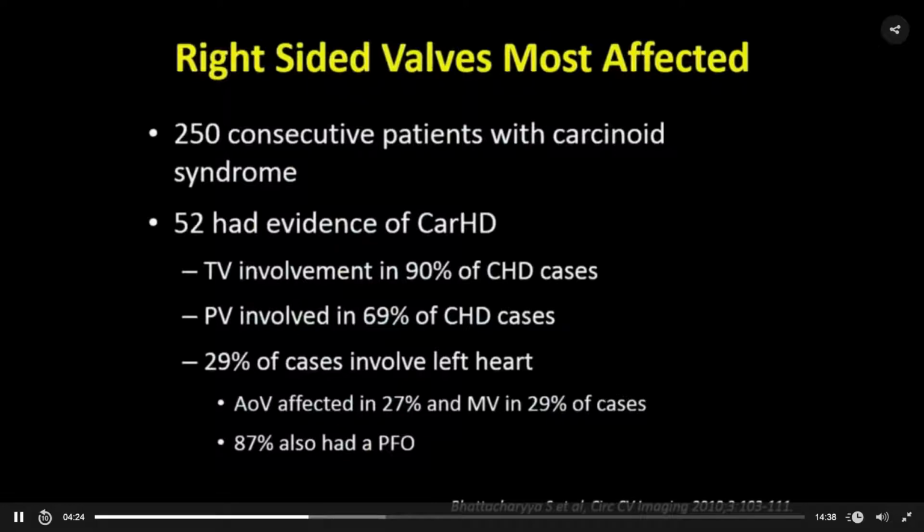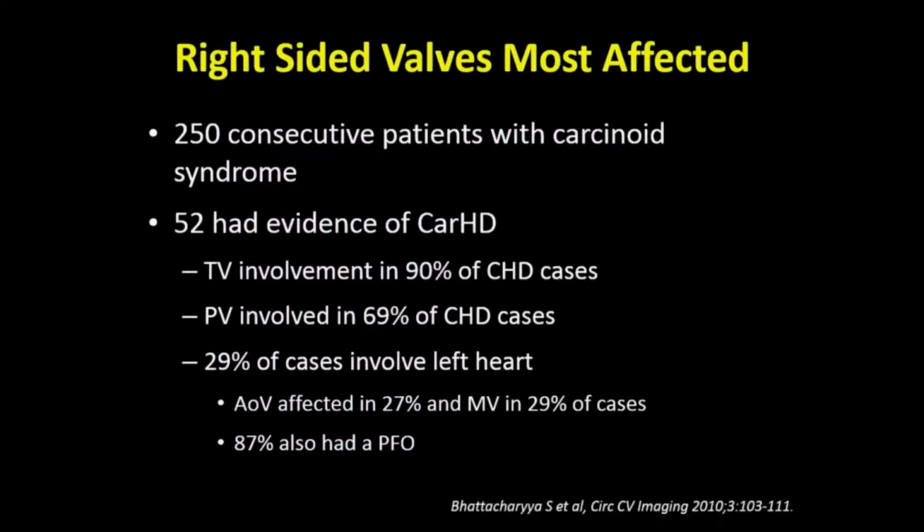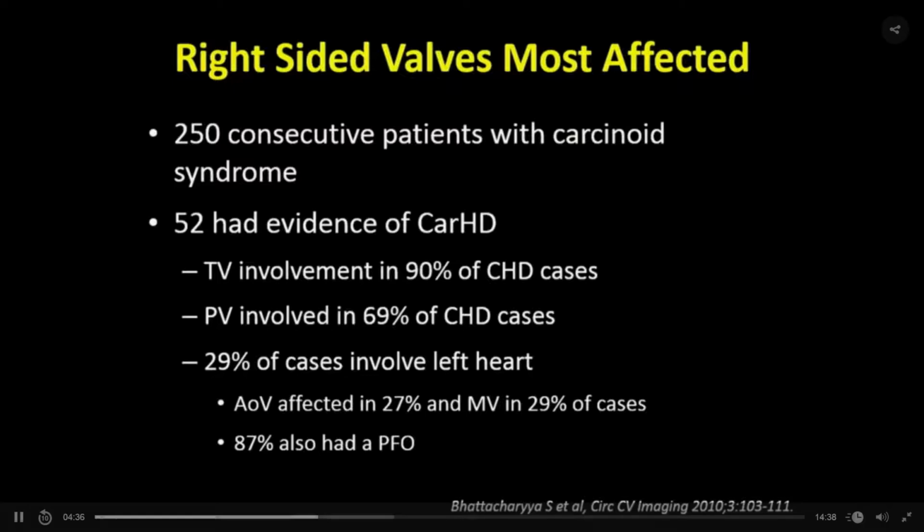So I presented our case where we had a patient with TR, and right-sided valves, as I mentioned earlier, are most affected. In this series of 250 patients with carcinoid syndrome, 52 had evidence of carcinoid heart disease, and tricuspid valve was involved in 90% of the cases, followed by pulmonic valve. And only about a third of the cases had involvement of the left-sided heart valves, with equal distribution of the aortic and the mitral valves.